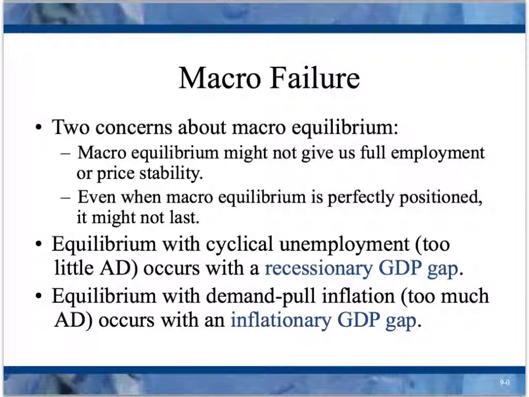Let's talk about macro failure. Two concerns about macro equilibrium. Macro equilibrium might not give us full employment or price stability. Even when macro equilibrium is perfectly positioned, it may not last. So equilibrium with cyclical unemployment occurs with a recessionary GDP gap. Equilibrium with demand-pull inflation occurs with an inflationary GDP gap.